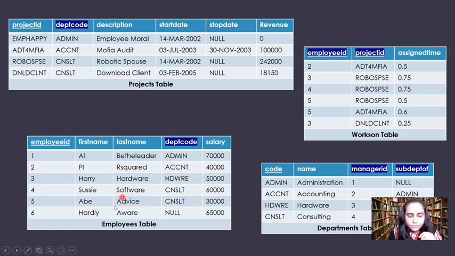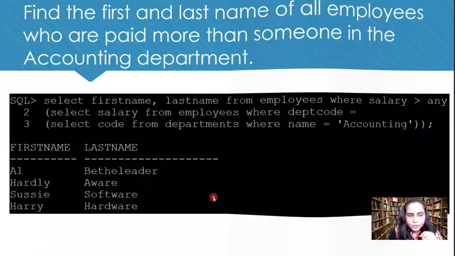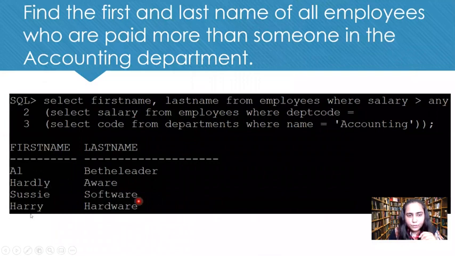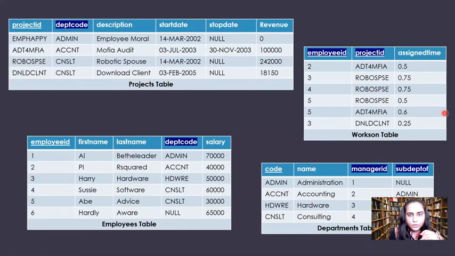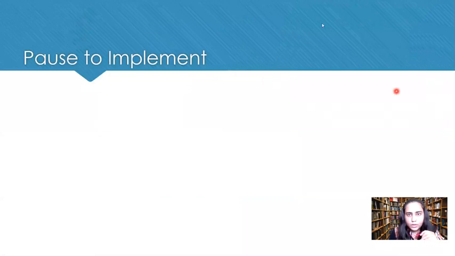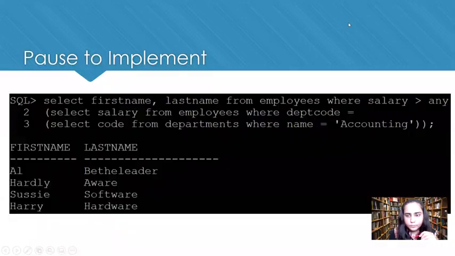So my question could have easily been find people earning more than anybody in the consulting department, in which case it would be 30,000 and 60,000, and all salaries would get compared with these two salaries, and as a result you would get everything. Now in this case you are getting 4 people because all 4 are earning more than 40,000, which is the salary of the person working in the accounting department. So this is how you can use the keyword ANY. And again, I encourage you to try this on your own, and then you can come back to the video.